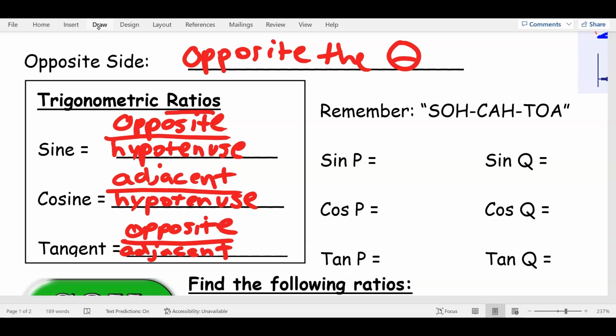But SOHCAHTOA is one way to remember these fractions, okay? SOHCAHTOA, okay?